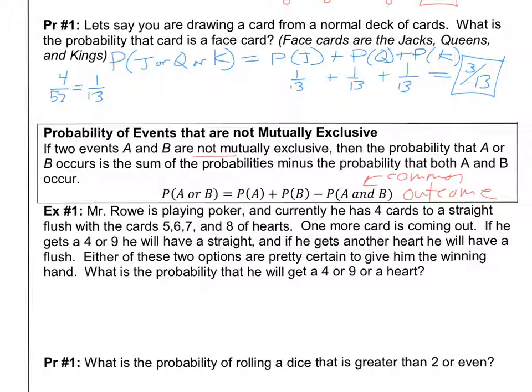Okay. So Mr. Rose is playing poker, and currently he has 4 cards to a straight flush with the cards 5, 6, 7, or 8. So I'm giving you the hard one because we could do it together here. But we got 5, 6, 7, or 8 of hearts.